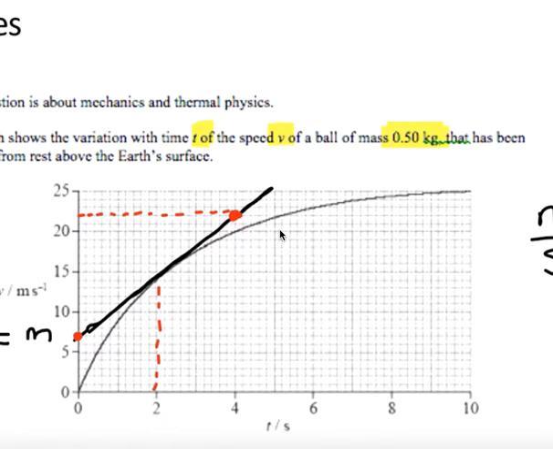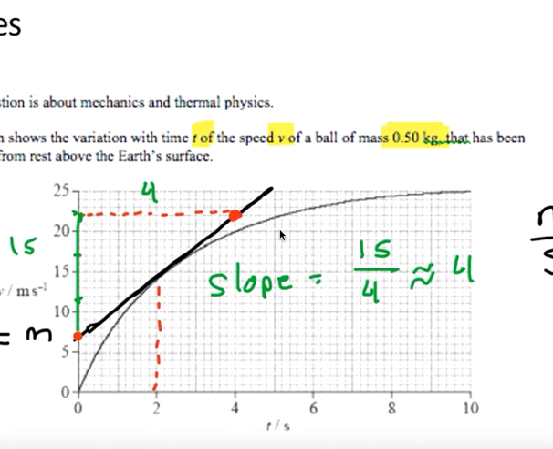We have a height, a rise, that's 5, 10, 15. And a run, 1, 2, 3, 4. Which means that the slope is rise over run. That's approximately 4 meters per second squared. 15 divided by 4 is not actually 4, I'm sure you recognize, but it's pretty close.